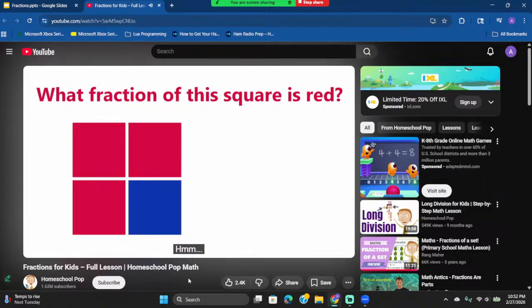Okay, what fraction of this square is red? Remember to count how many pieces are red and then how many total pieces there are. What fraction of this square is red? Uh-huh. 3/4. 3/4 of the square is red.